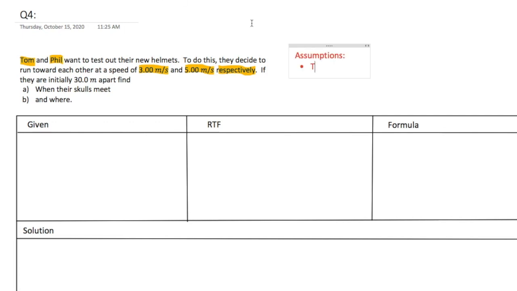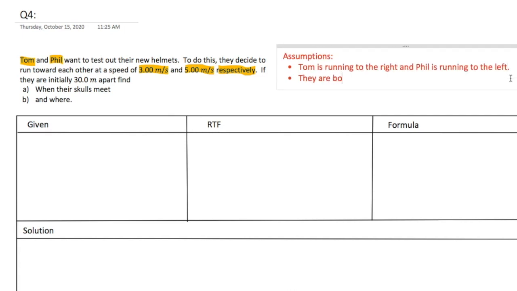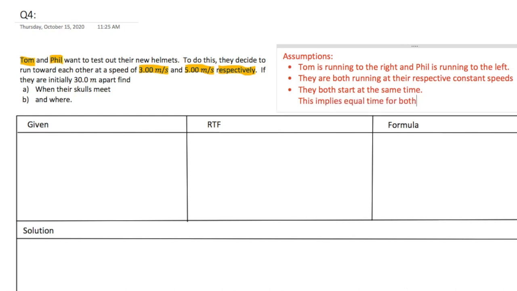So our first assumption was Tom is running to the right and Phil is running to the left. They are both running at their respective constant speeds. In other words, they're not accelerating throughout. We're assuming that they are running at that rate from beginning to end. And now, the only way to solve this problem is you have to make this final critical assumption. They both start at the same time. This implies equal time for both of them. That one little point here, without that assumption, the question becomes unsolvable.